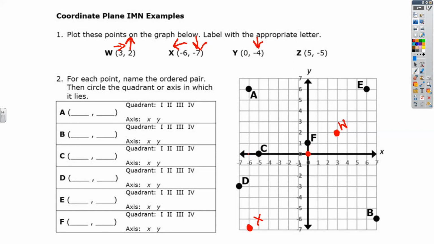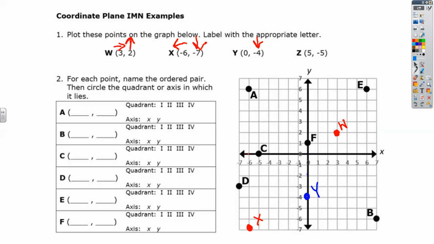So let's see, I'm going to change my color to blue so you can see. I'm going to start here at my origin. Now that 0 told me stay there. I don't go right or left, I just stay there. And now I'm going to go down 4. 1, 2, 3, 4, and I'm going to label it Y.